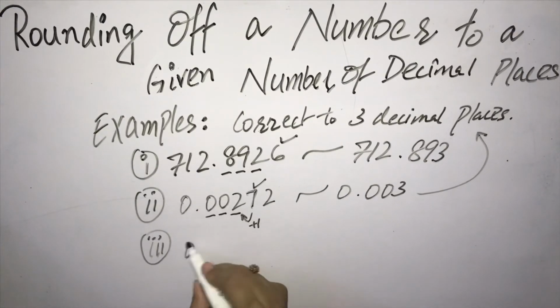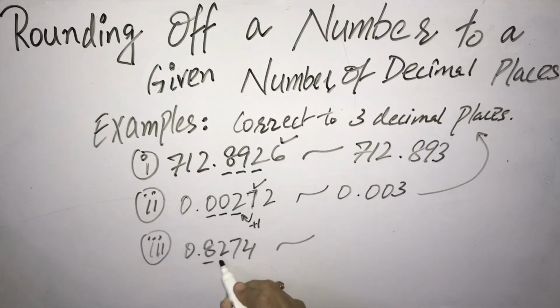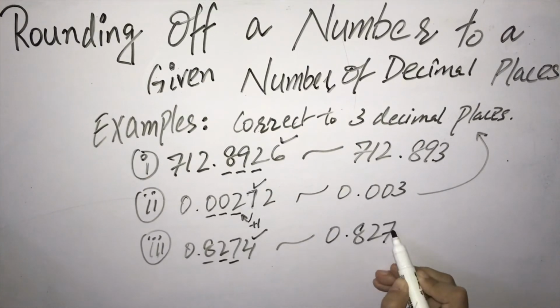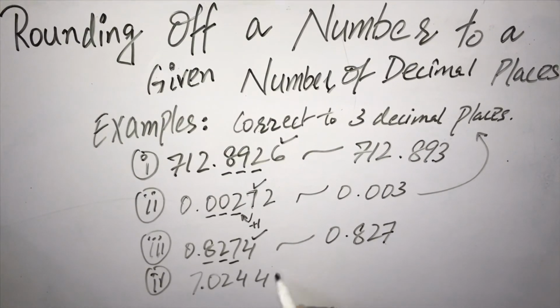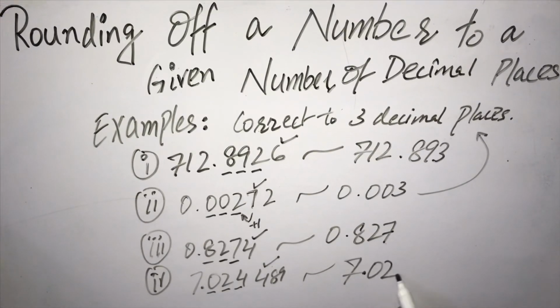If you have 0.8274, 1, 2, 3 decimal places and your answer will be 0.827. The last one, if you have 7.024489.123, this 4 will be checked and your answer will be 7.024. This 4 will not give anything to this 4 as it is less than 5 and we shall drop this area and our answer will be 7.024.